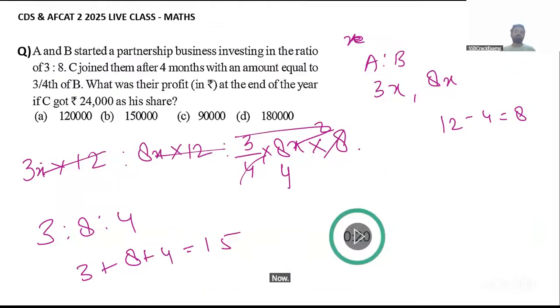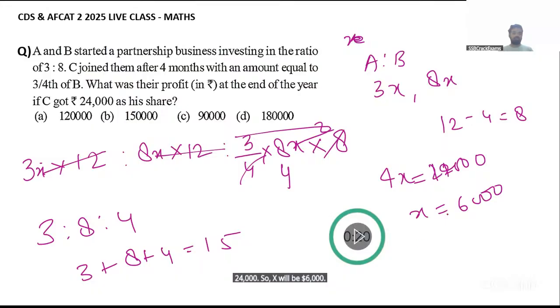Now, what was their profit at the end of the year? C got 24,000, which means C has the profit of 4x, because the ratio is 3 to 8 to 4. So 4x is 24,000, so x will be 6,000. What is the total profit? It is 15 into 6,000, so it is 90,000. Okay, so option number C.